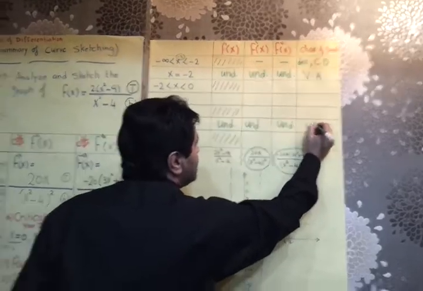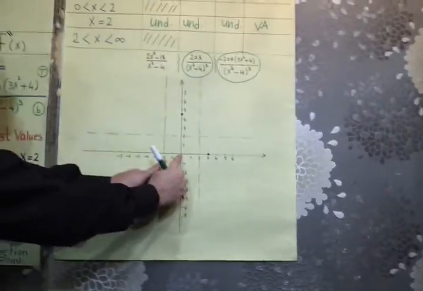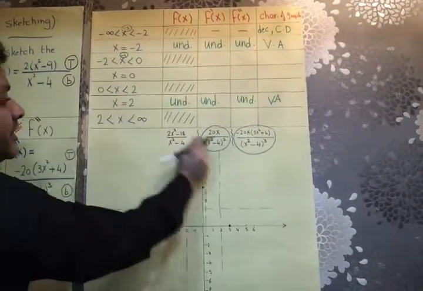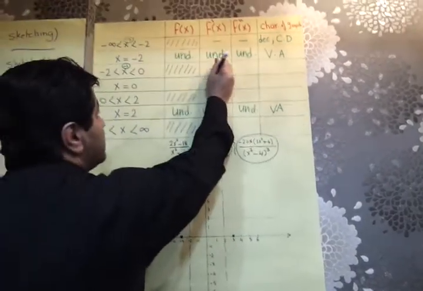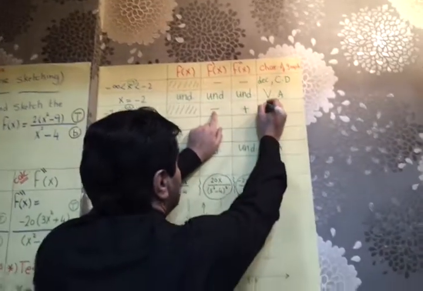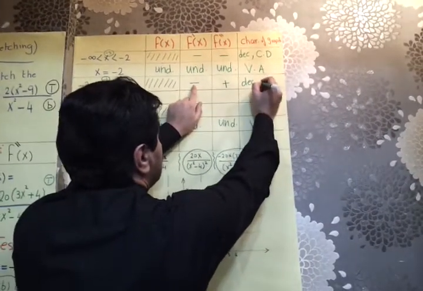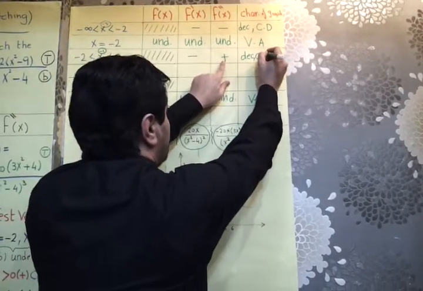Which is vertical asymptotes also. Okay, what about the interval between negative 2 and 0? The same way, what is the number between negative 2 and 0? Negative 1. Plug in the value of negative 1 here and here. You will get one negative and the other positive. So for this negative sign, decreasing. And for the positive, does it mean concave up or down? Up. Okay.